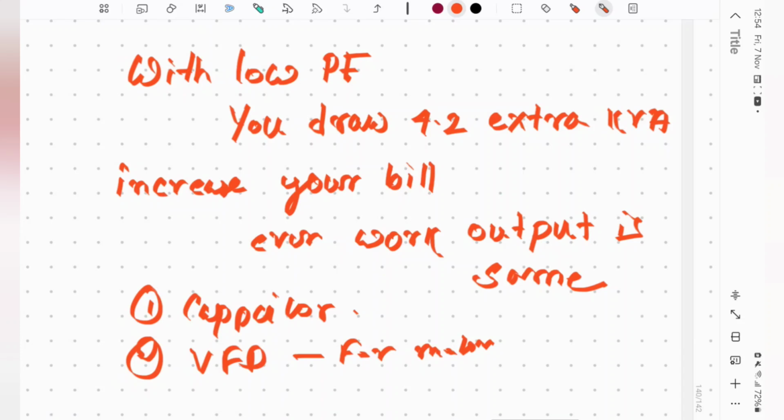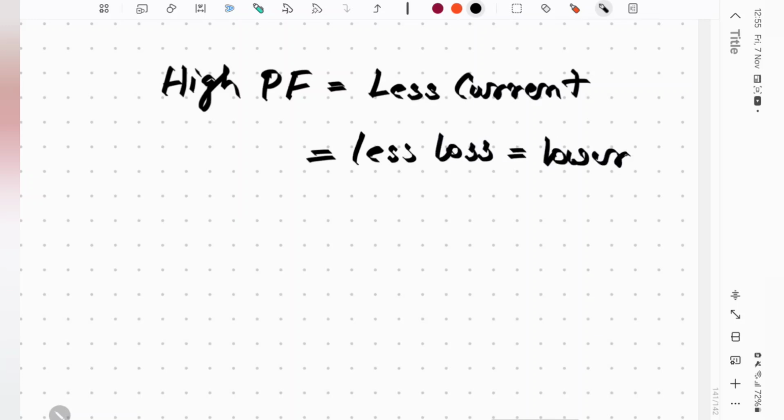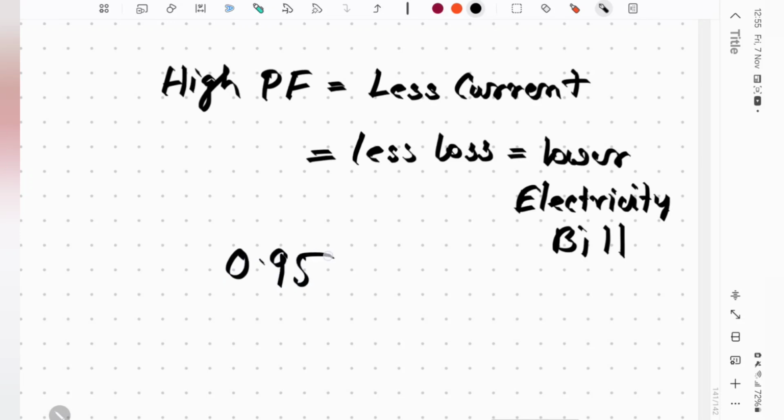Finally, in conclusion we can say that high power factor equals less current, which equals less loss, which equals a lower electricity bill. So keep your power factor above 0.95 to avoid penalties and save money.